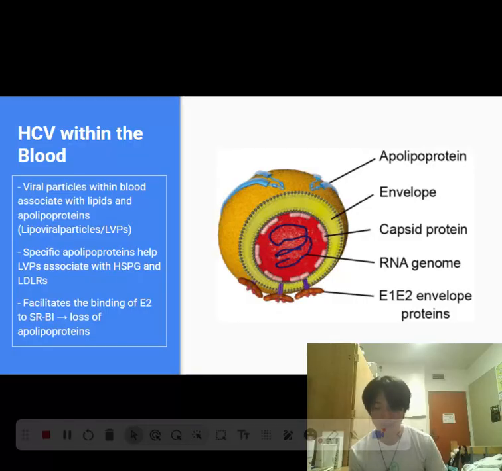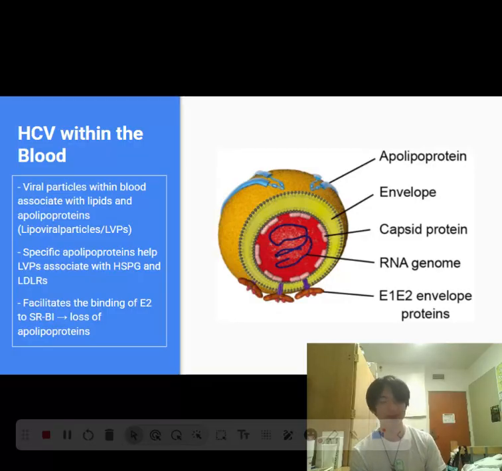the first true HCV receptor binding, which is the SRBI protein on the hepatocytes. Essentially, when the HCV gets close, the E2 glycoprotein binds to this SRBI protein and triggers the whole entry process. Once it binds, the apolipoproteins on the envelope of the HCV are removed, which reveals another binding site on the E2 glycoprotein for CLDN1.